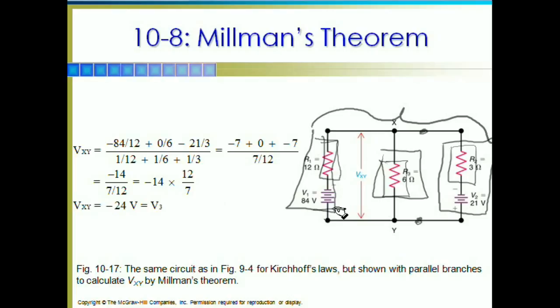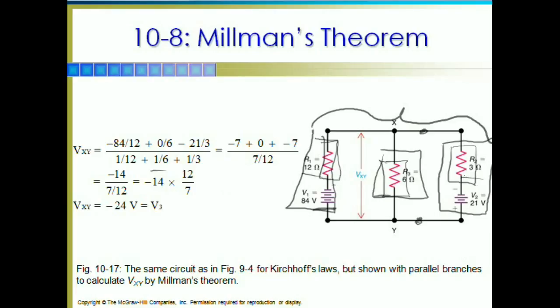So in this case, I've got minus 84. Remember, if the negative node is at the top, it's a negative voltage. So minus 84 over 12 plus 0 over 6. There's no voltage, so 0 divided by 6, plus a minus 21 over 3, over 1 over 12, because there's our 12 ohm, plus 1 over 6 plus 1 over 3.